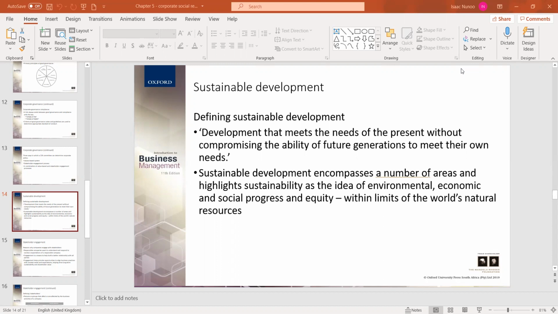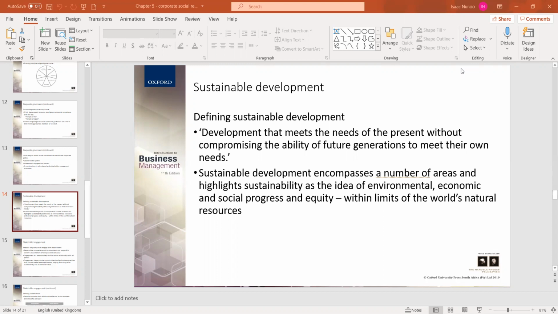But the concept of sustainable development is that we should be able to undertake businesses in such a way that as businesses strive today, they do not operate in a manner that compromises future generations. And that is the important thing about sustainable development.